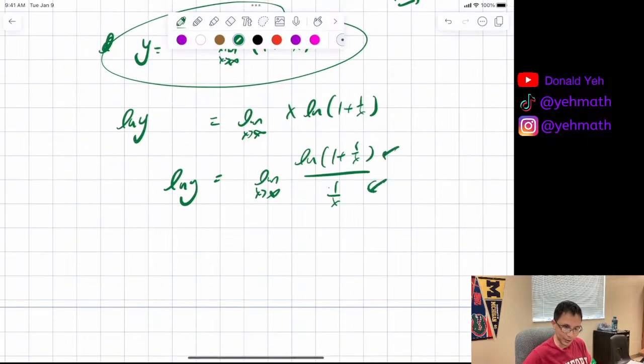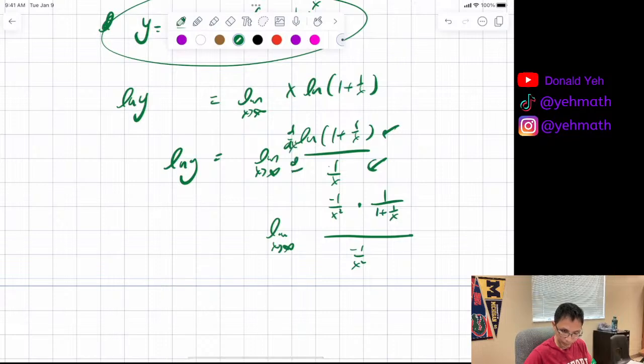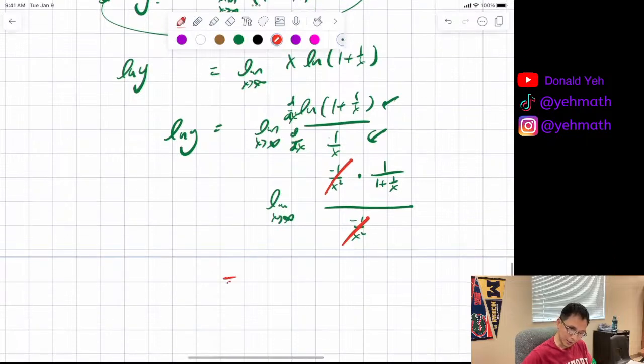I'm going to take a derivative of this. It's u prime over u. A lot of people get confused with that. So u prime is going to be negative 1 over x squared, right? And all over 1 plus 1 over x. And the denominator is going to be negative 1 over x squared if I take a derivative of that. So this part will cancel out nicely. And if you reach infinity here, it's going to be 1. So y is equal to e to the 1.